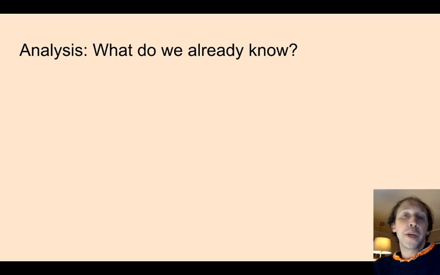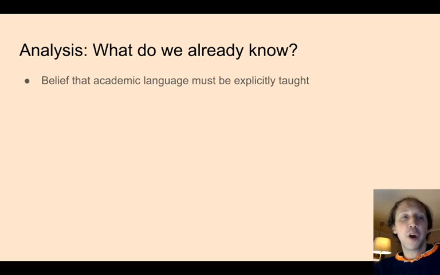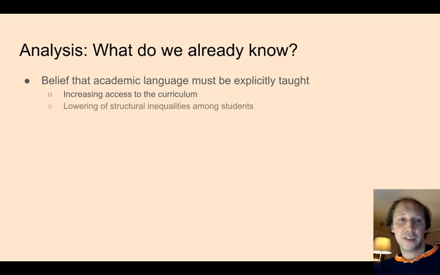Let's think about what we already know, because we actually already know quite a bit about this topic. I think in our course we've already seen and established the belief that academic language has to be explicitly taught, and that was definitely a foundational point in CLIL Essentials. This is really important because it increases access to the curriculum for all of our students, and this leads to the lowering of structural inequalities among students, making a more socially just learning environment and world as more people are able to access the curriculum.